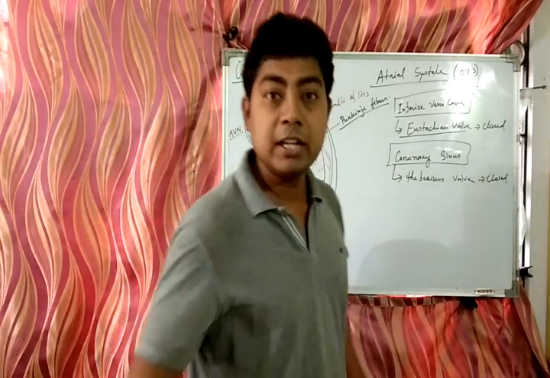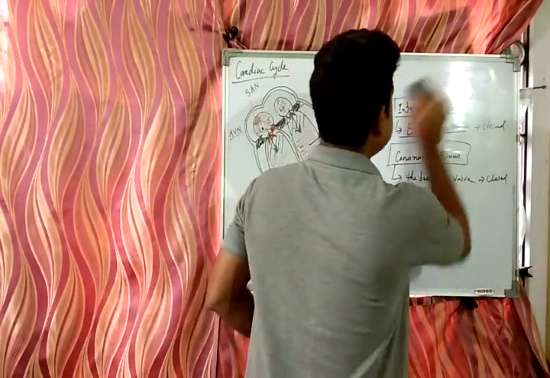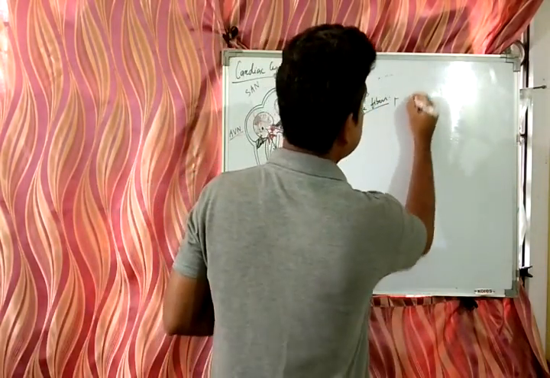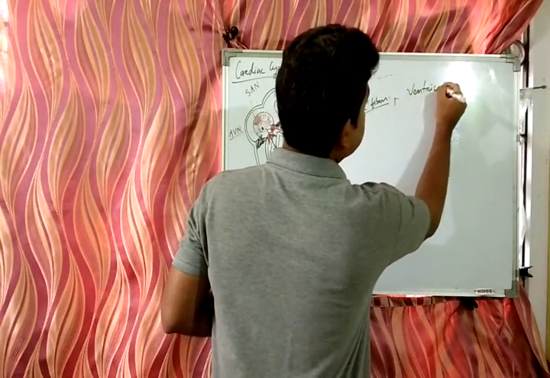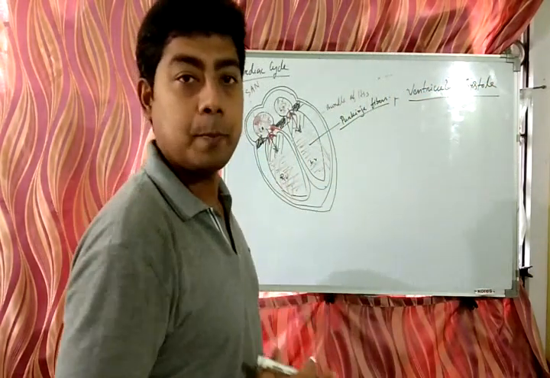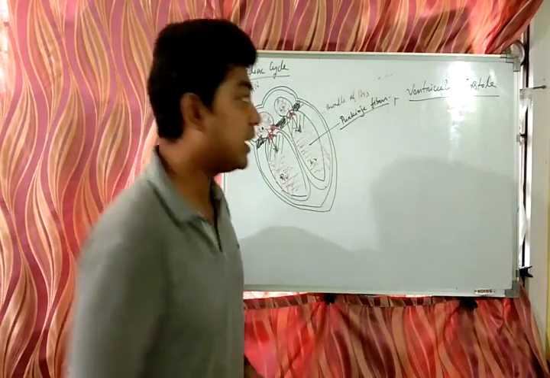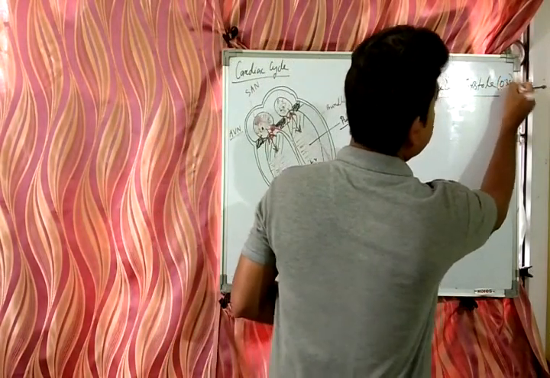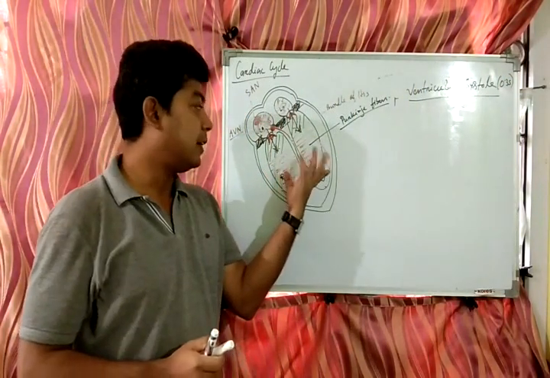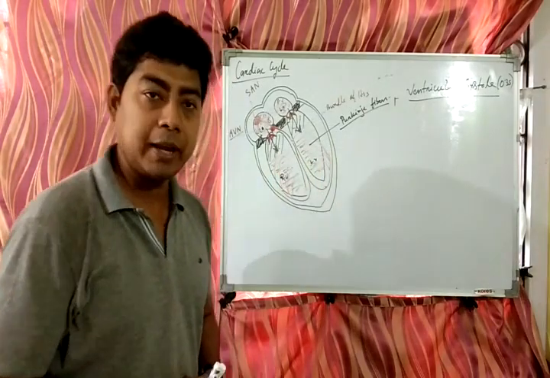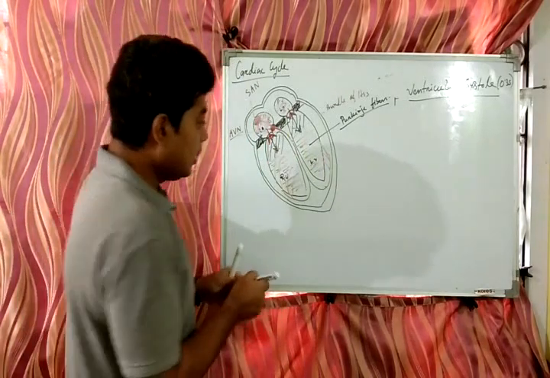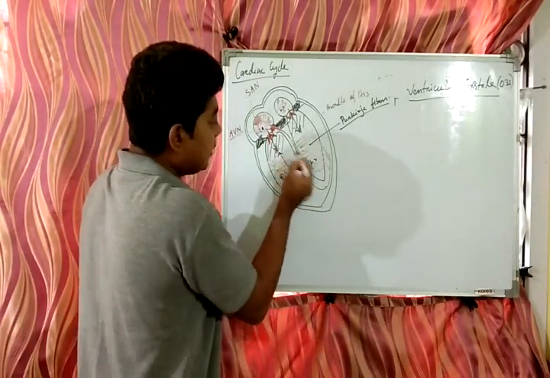Now we are moving to the third phase, that is ventricular systole. In ventricular systole, which occurs for 0.3 seconds, where will the contraction start? In the ventricle parts. When the ventricle contracts, the blood wants to move in this direction also.